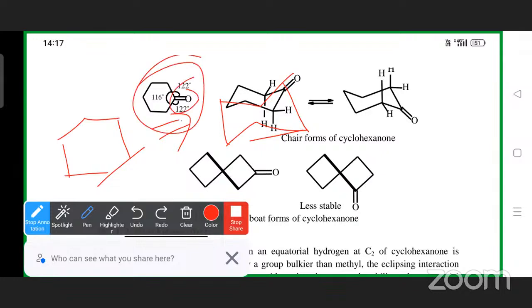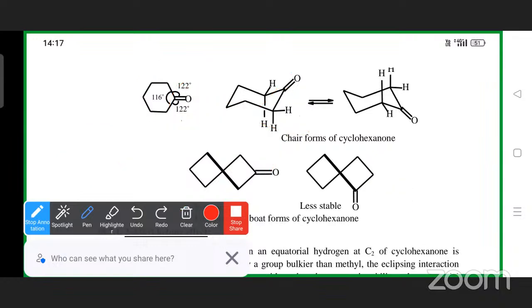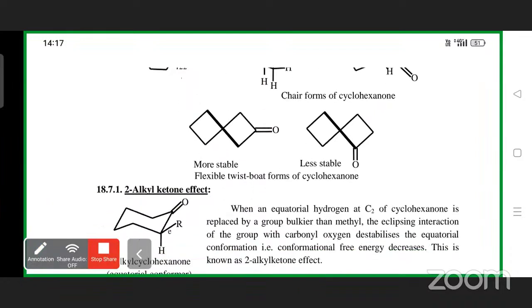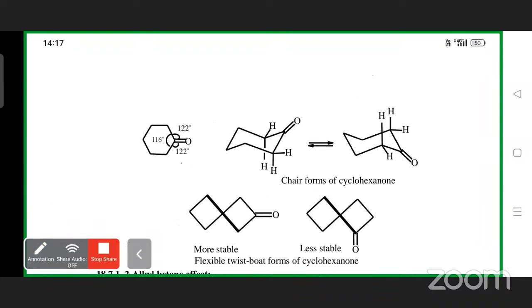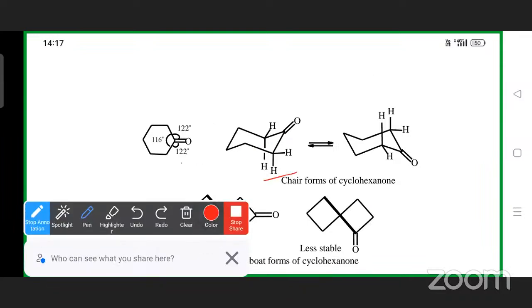But in the case of the carbonyl group, in cyclohexanone, it is more populated in the twist boat conformation, because the carbonyl group is oriented away from the other groups or atoms. That's why it is more stable. In the chair conformation, you see this carbonyl group, and there is a hydrogen here, so it suffers from some steric strain. Here also you see, either upwards or downwards, it suffers from this steric strain.